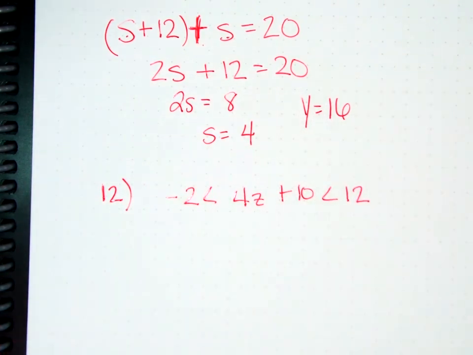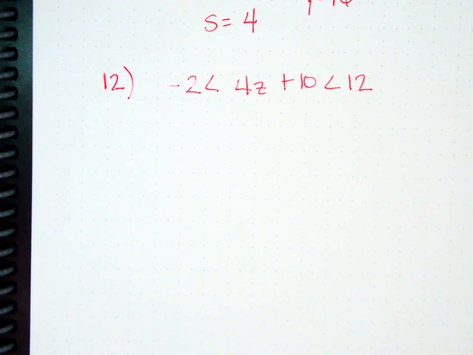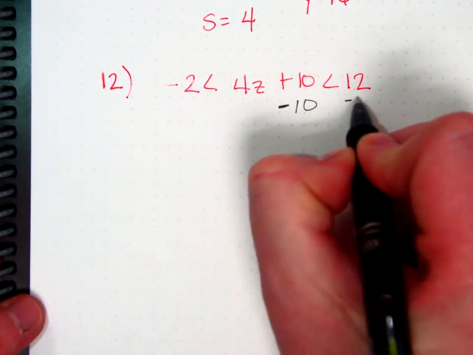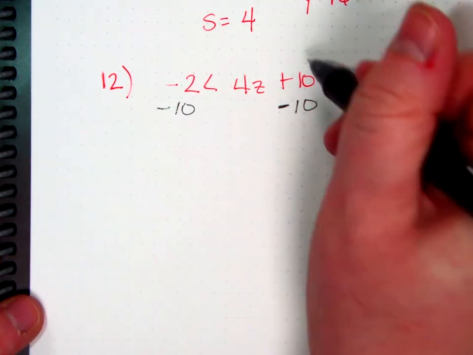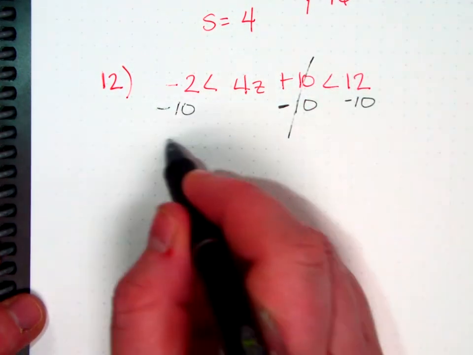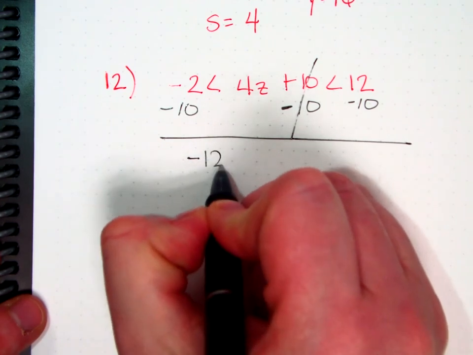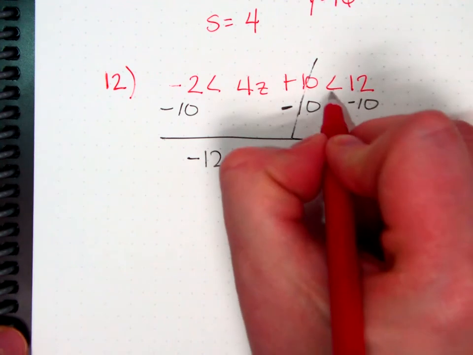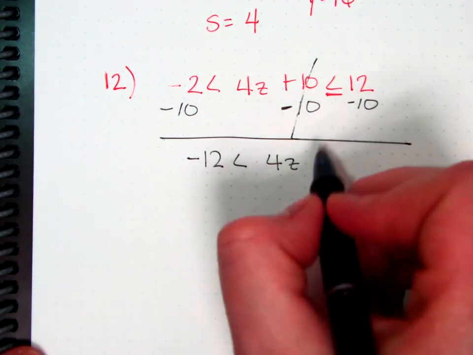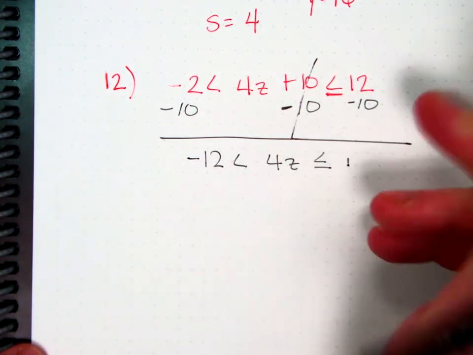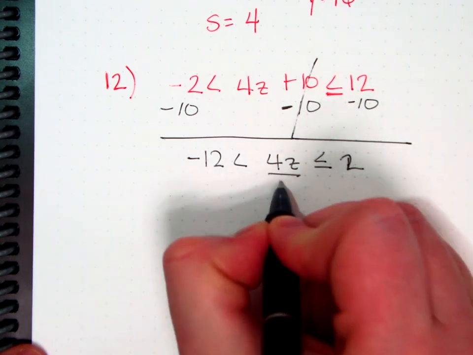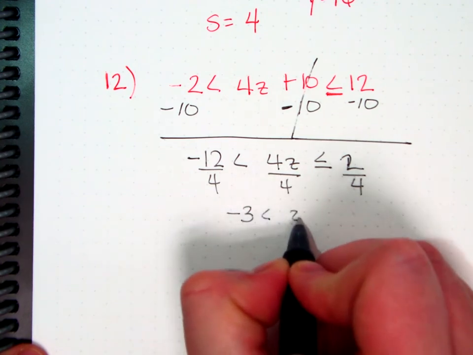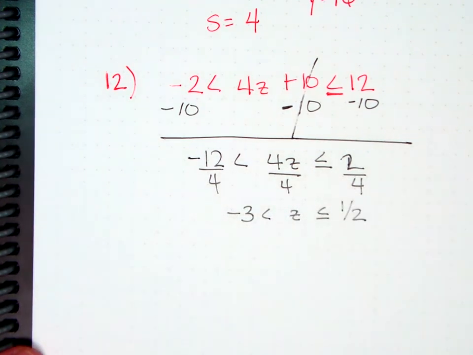Number 12. It's a compound inequality where you have something in the middle. Whatever you do to the middle, do to both sides. Minus 10, minus 10, minus 10. Why did I subtract 10? To cancel that out. Negative 12 is less than 4z. I totally didn't copy this down right again. Don't lose that symbol. Which is less than or equal to 2. Divide by 4, divide by 4, divide by 4. Negative 3 is less than z, which is less than or equal to 1/2.